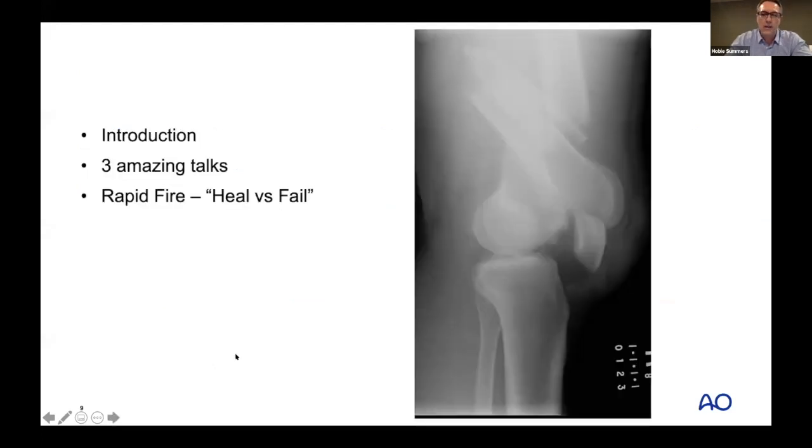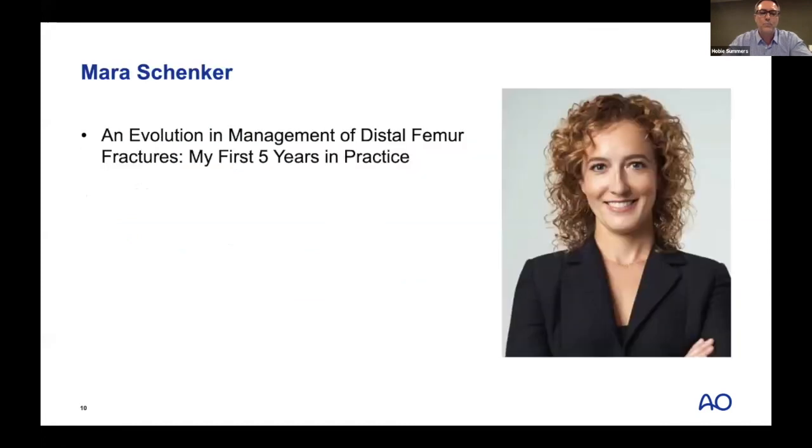Basically, the outline of tonight is the introduction that you're getting right now, which is going to be short, 3 amazing talks that are about 15 minutes in length, and then this rapid fire heal versus fail, where you will all vote and the faculty will give their 2 cents as well.